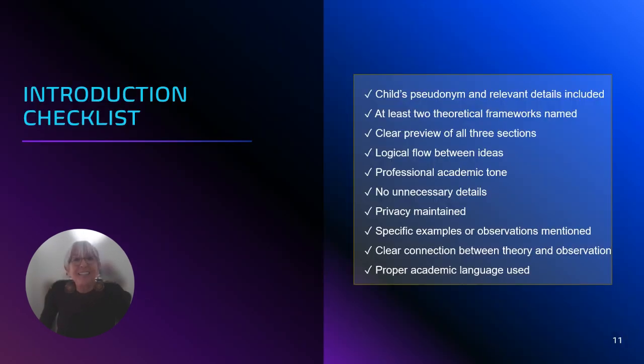Before you hit submit, use this checklist. Your focus child's pseudonym and relevant details are included. At least 2 theoretical frameworks are named. There's a clear preview of all 3 sections. There's a logical flow between ideas. You're using a professional academic tone. There are no unnecessary details. Privacy is maintained. Specific examples or observations are mentioned, and there's a clear connection between theory and observation.